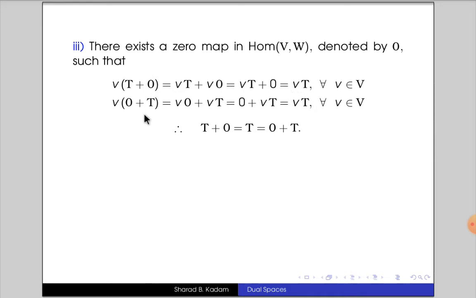Similarly, we have (0 plus t)(v) equals 0(v) plus t(v), which equals 0 plus t(v), which is again t(v) for all vectors v in the vector space V. So therefore, we have shown that t plus 0 equals t and 0 plus t is also equal to t.